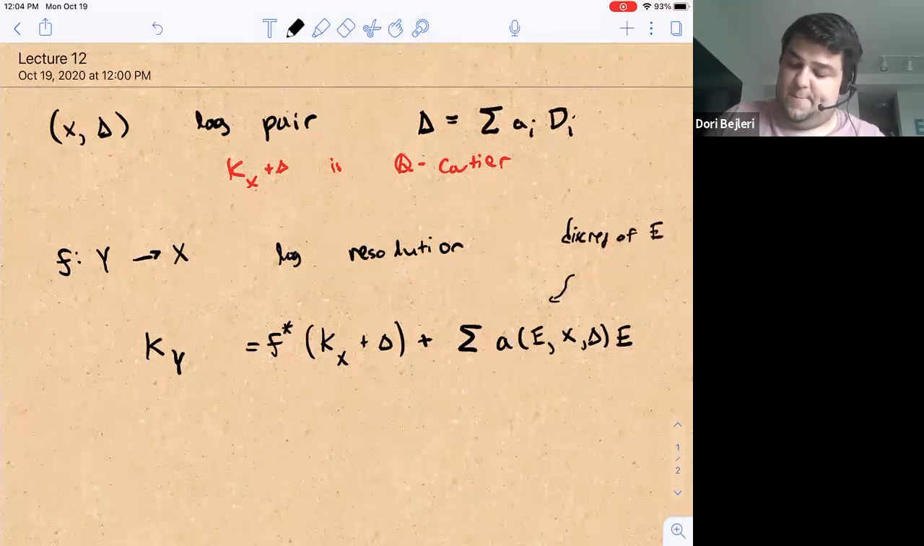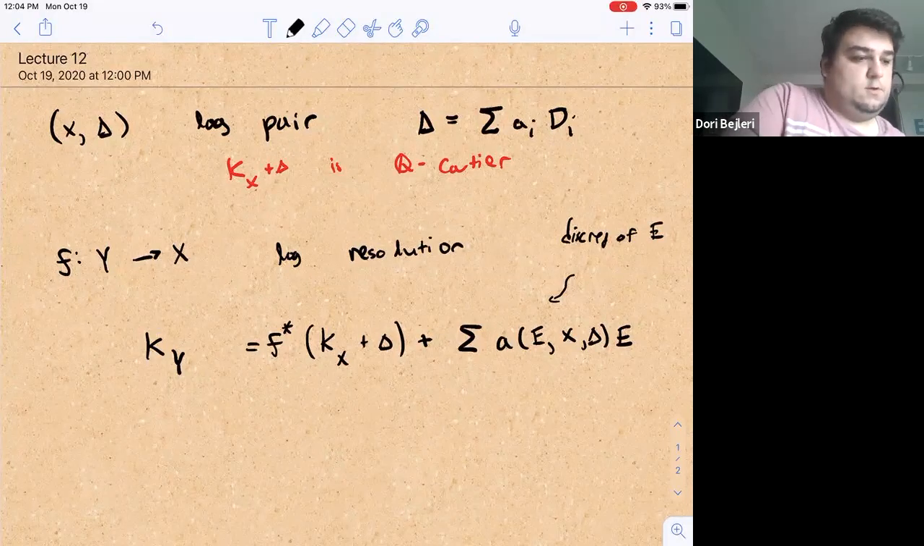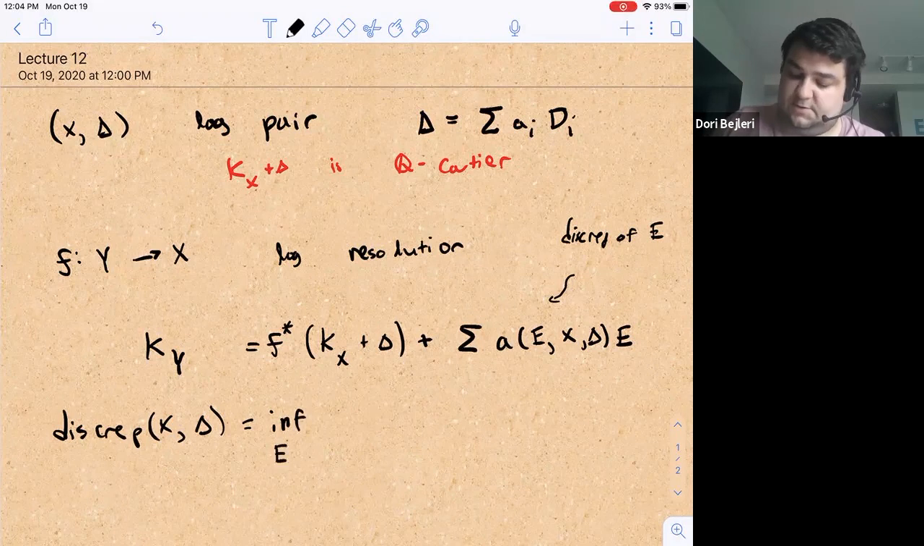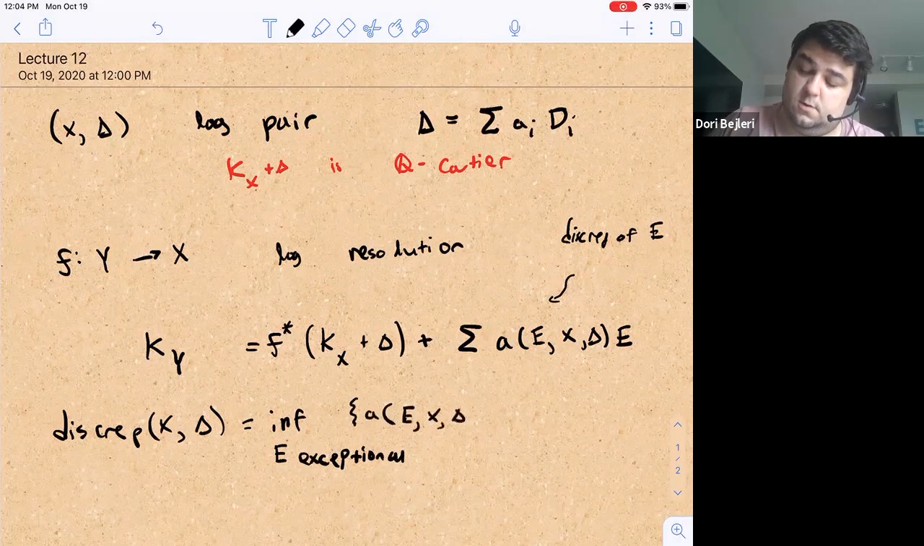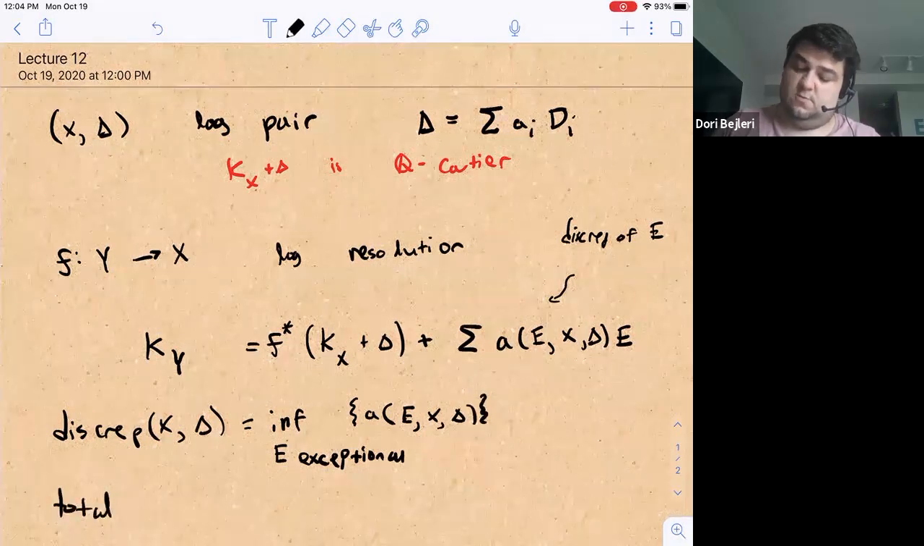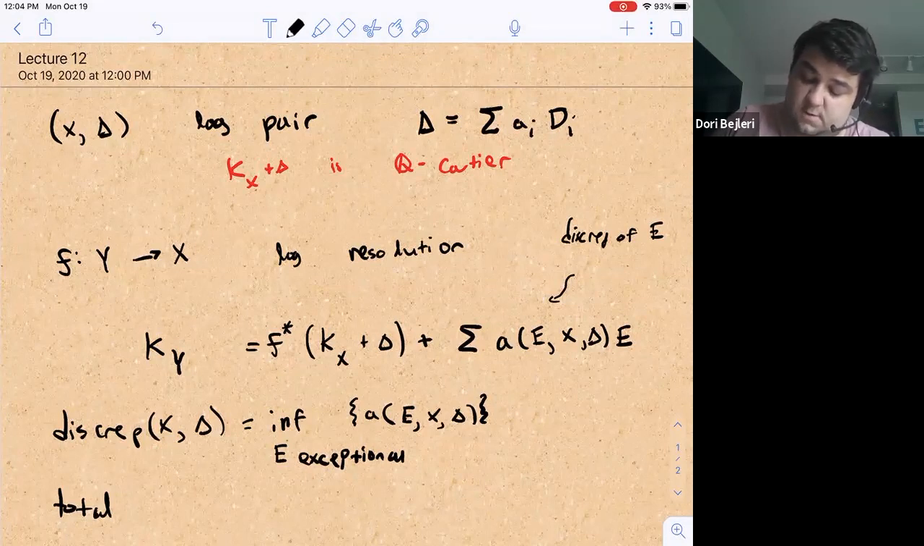And so this number was the discrepancy of E. And then we defined the discrepancy of the pair to be the infimum over all exceptionals, over all log resolutions, of these E exceptional, of these numbers. And then we also had this total discrepancy where we dropped the word exceptional, where you look at all divisors, including the ones that possibly are on X itself.